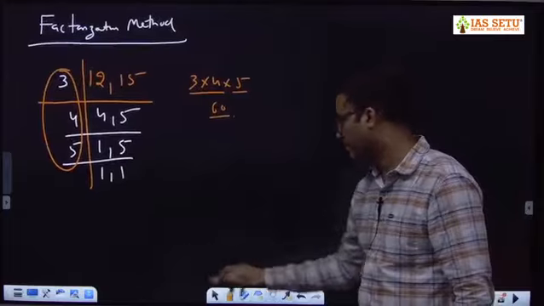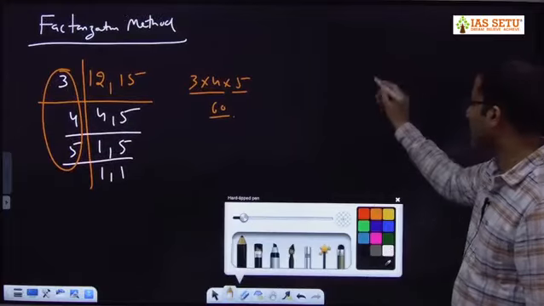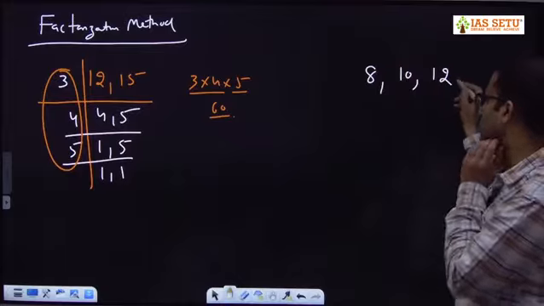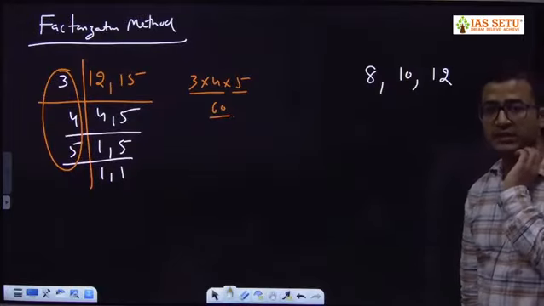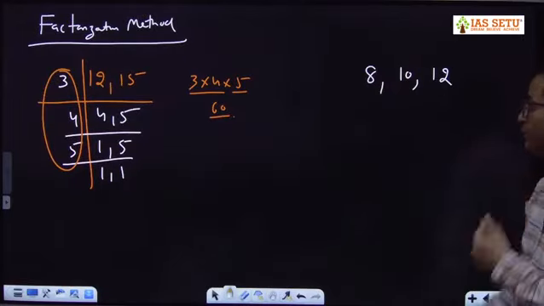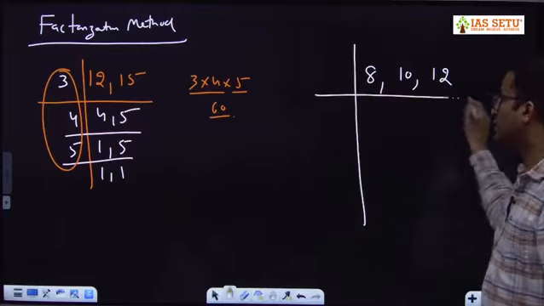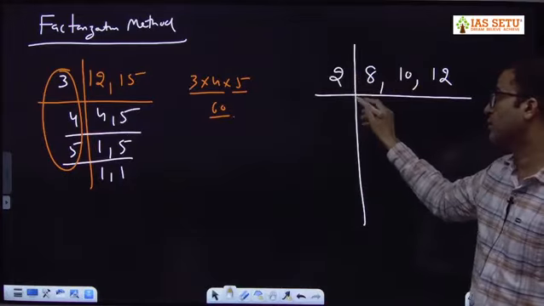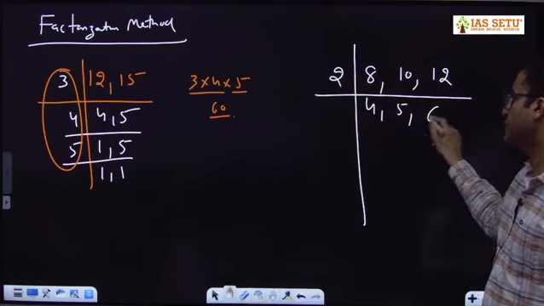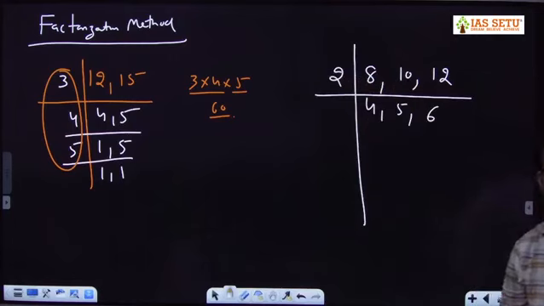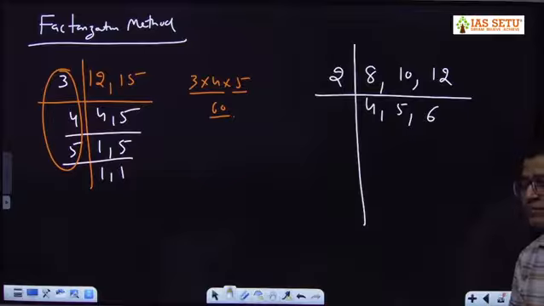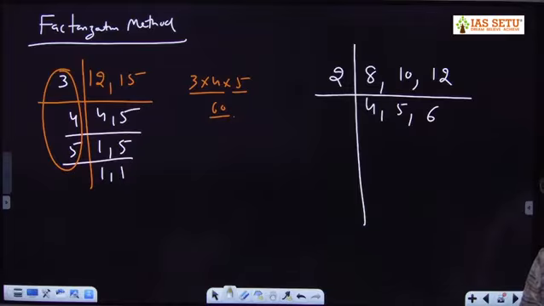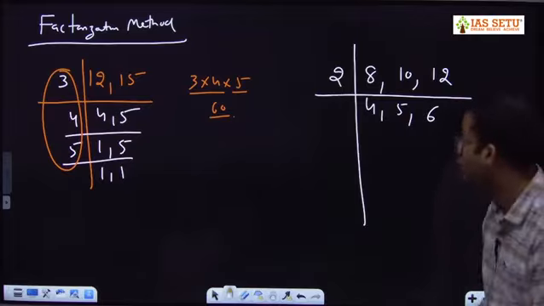Wait. 8, 10, 12. For example, it is asked what is the LCM of 8, 10 and 12. So our task is, if we get a common from all the numbers, you take 2 common. 4, 5, 6. After that, from this 4 and 5, you don't have any common factor other than 1. But 4 and 6 give 2 common. अगर दो नंबर में भी कॉमन निकल रहा है, we have to take common. So we take 2 common.